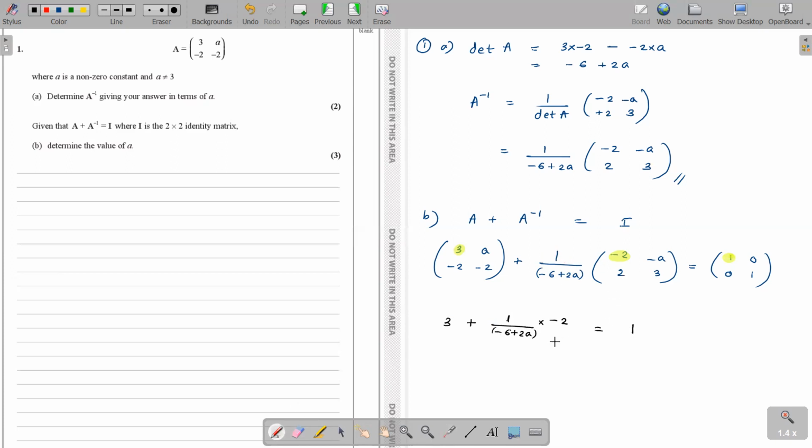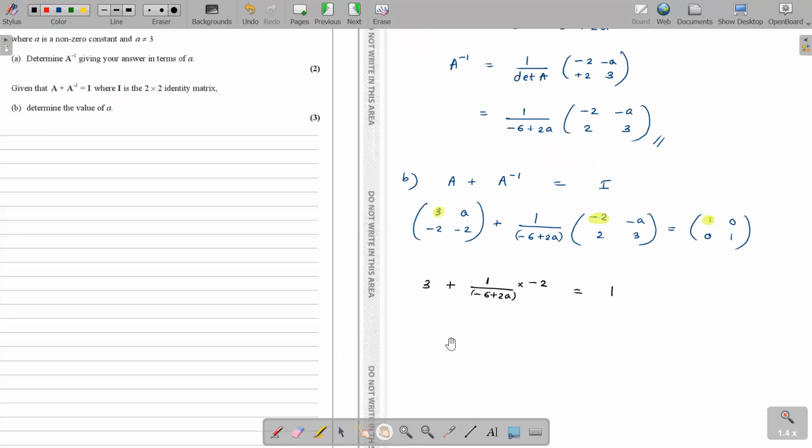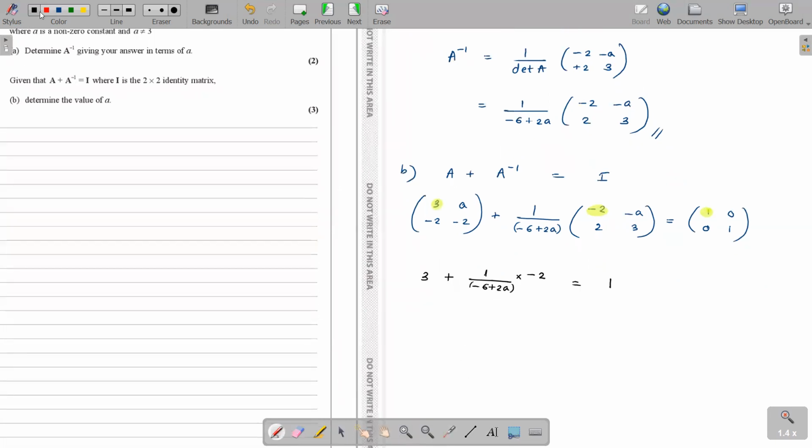So you see how I created the equation? You could create the equation basically from any of the elements by using the second element, the third or the fourth. It's totally up to you. Now it's the simplification and making A the subject.